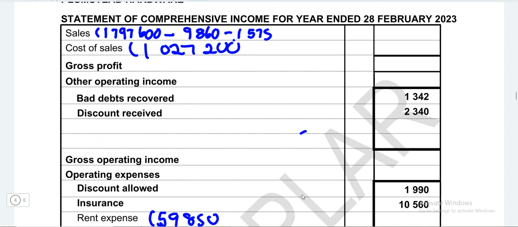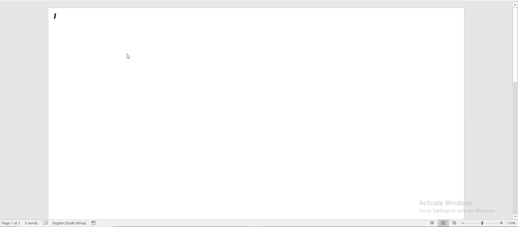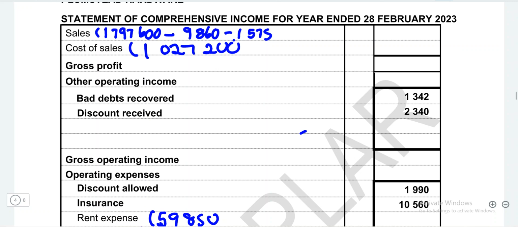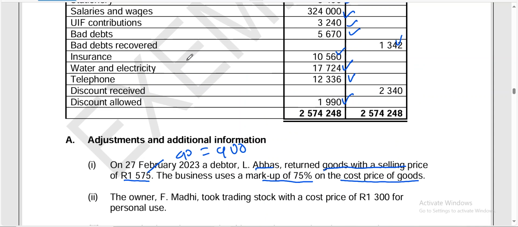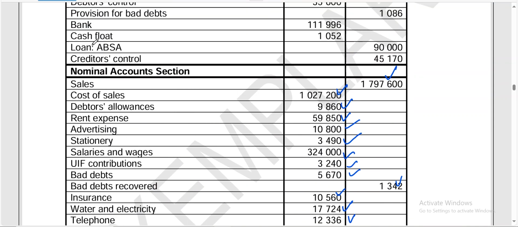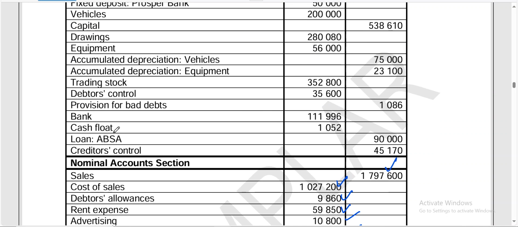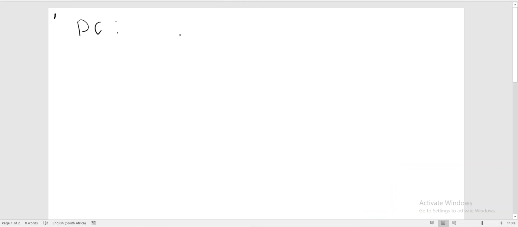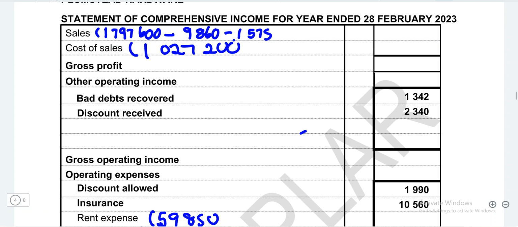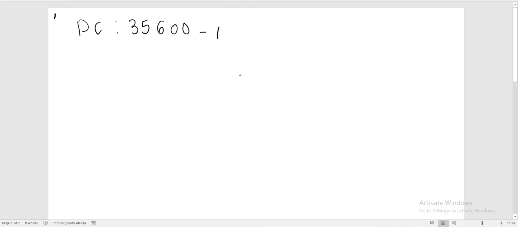Then we also keep records elsewhere. Remember, this is supposed to affect our debtors control also. So in our debtors control, we must go and check the information. According to the information, our debtors control balance is 35,600. In that 35,600 we must also subtract 1,575. Okay, now we also need to keep records in terms of trading stock.